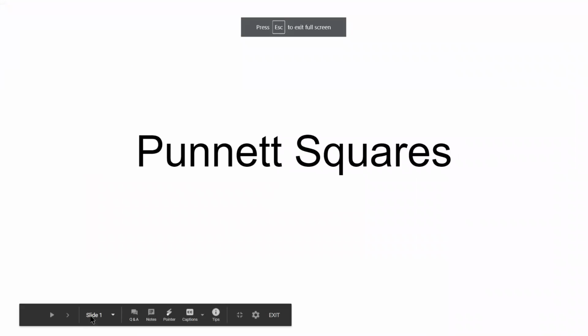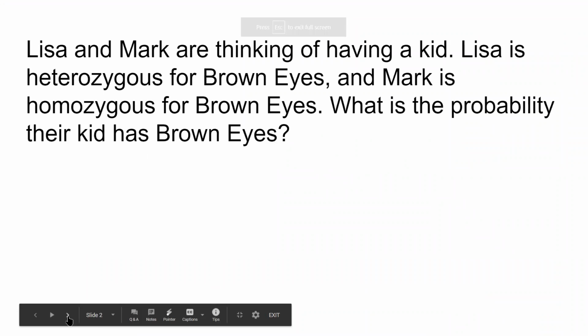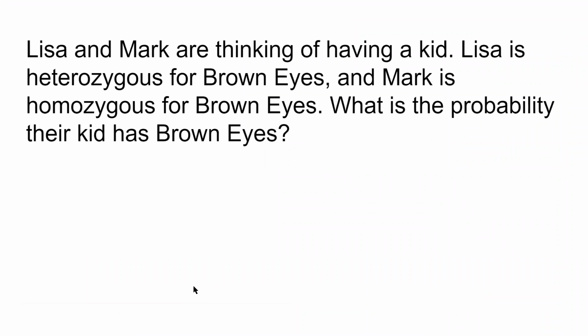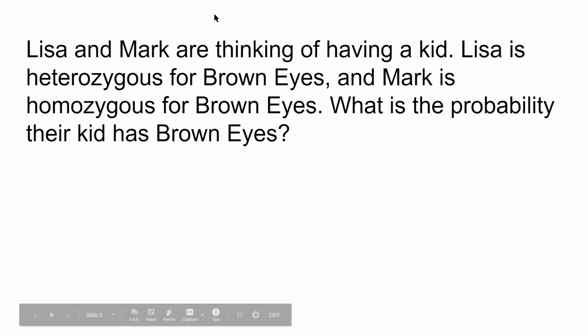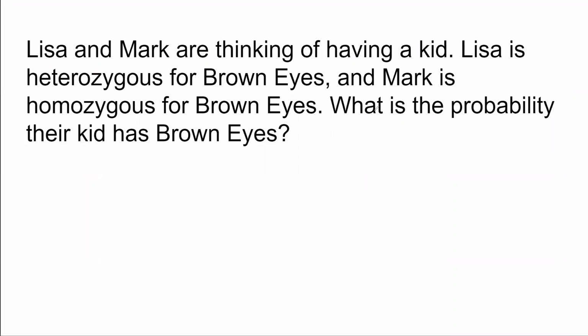Okay, so we're just going to go into questions. I'll do this one with you guys to show you how to do it once, and then I guess we'll do it together. So Lisa and Mark are thinking of having a kid, and Lisa is heterozygous for brown eyes, and Mark is homozygous for brown eyes. What is the probability that their kid has brown eyes?